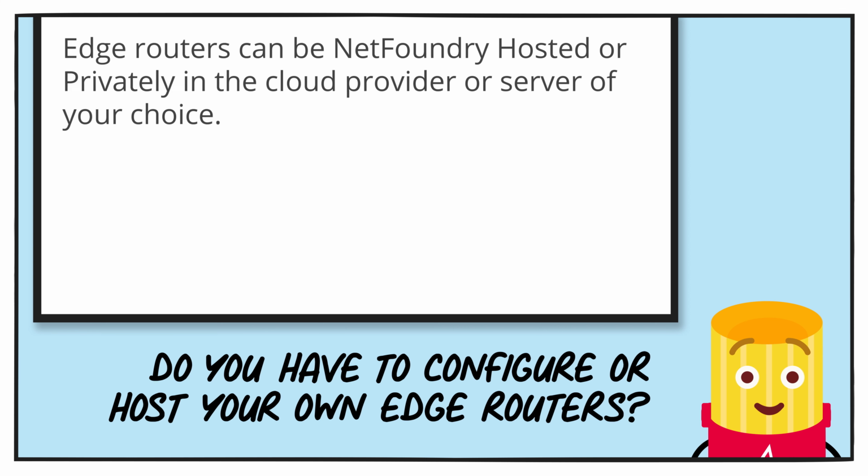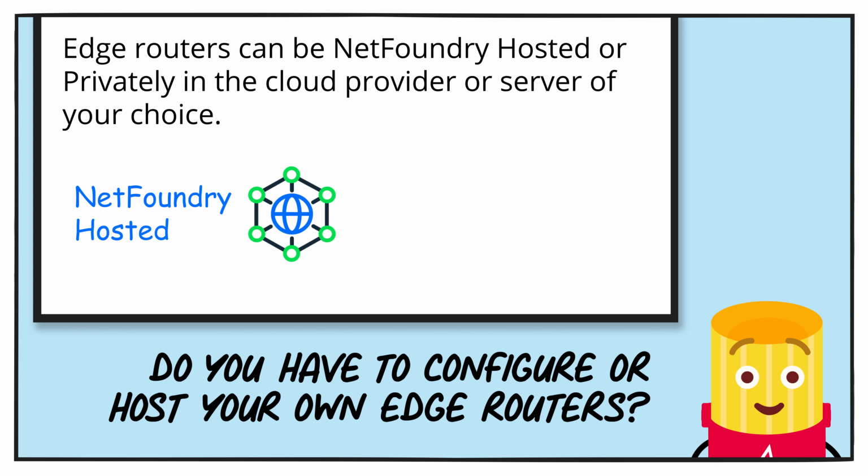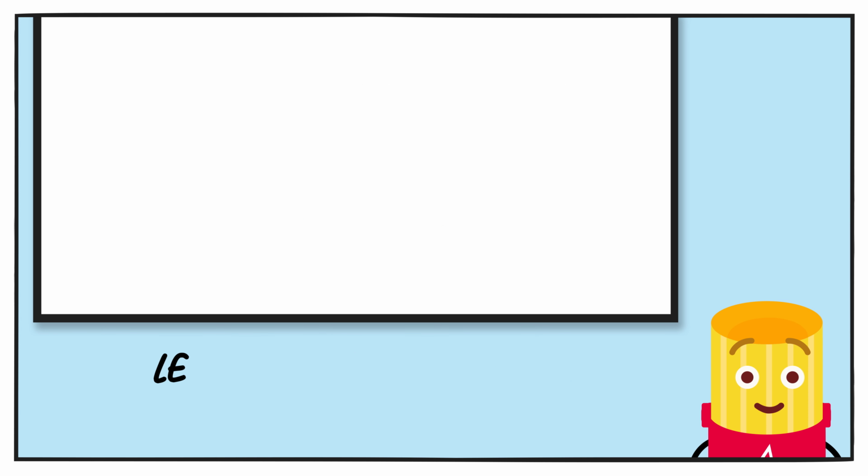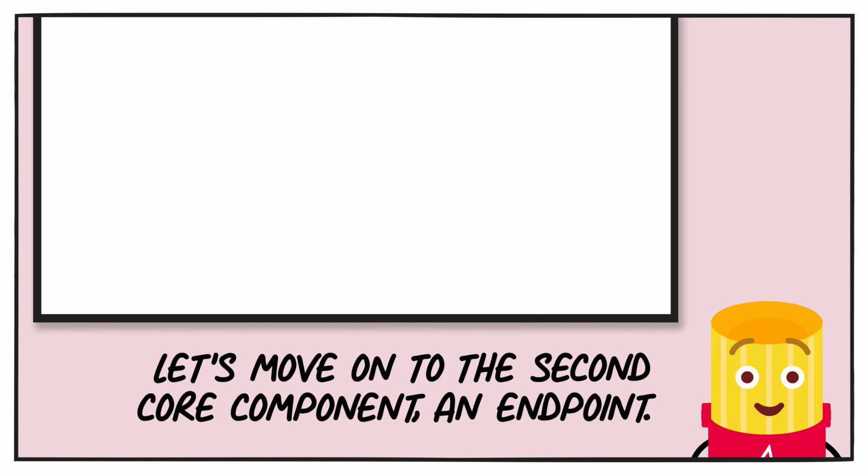While a network requires at least one edge router for a fabric, you don't have to host your own. NetFoundry can deploy and manage your network's router in the cloud of your choice, or you can host your own. OpenZiti has container images and binaries to make it easy. Let's move on to the second core component, an endpoint.